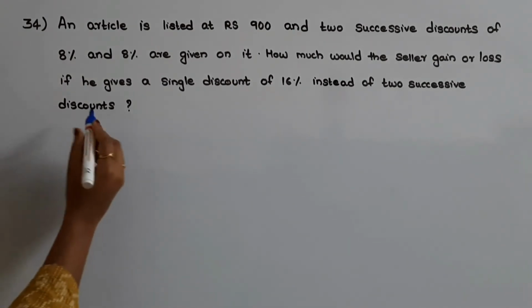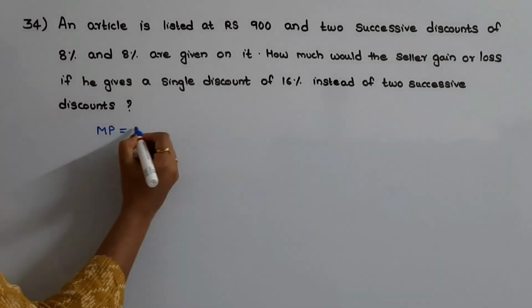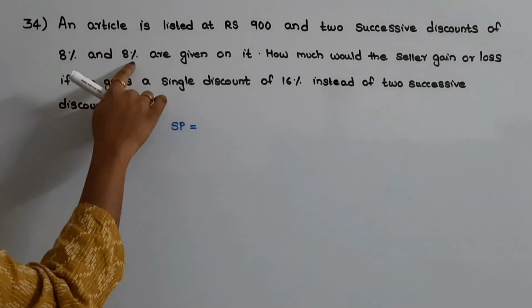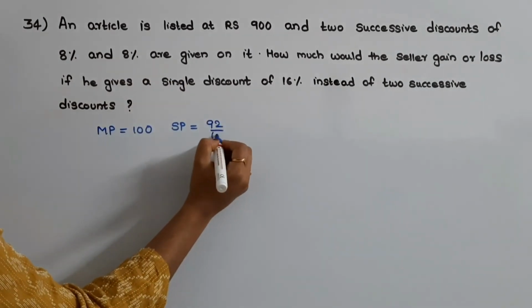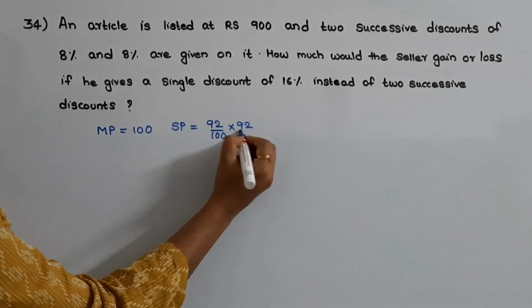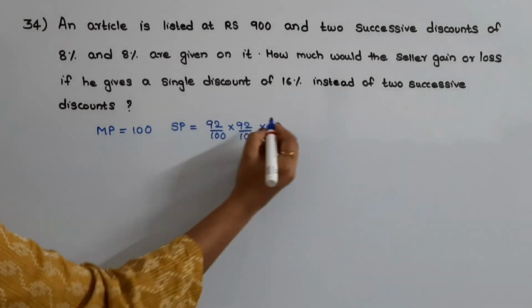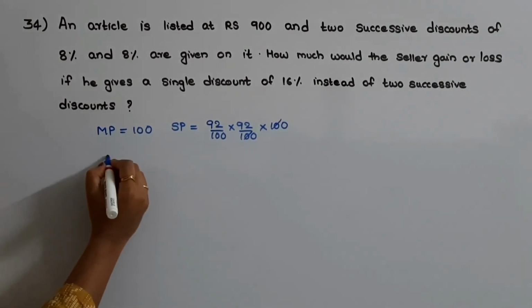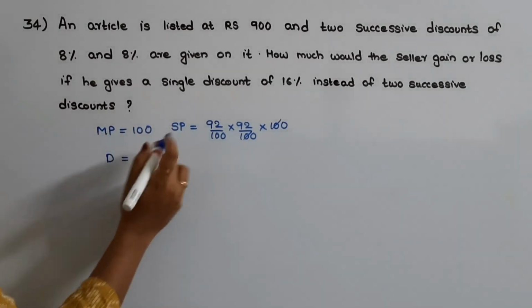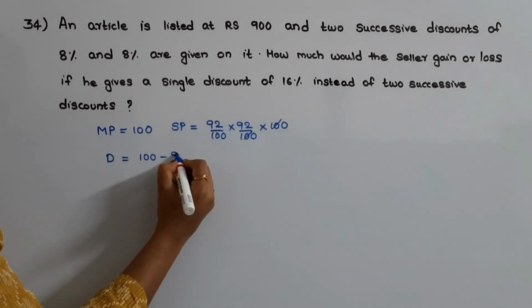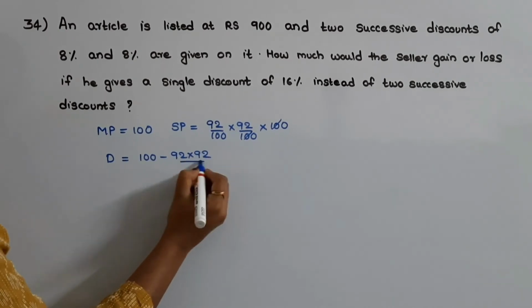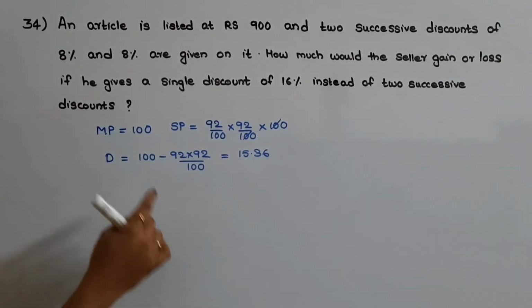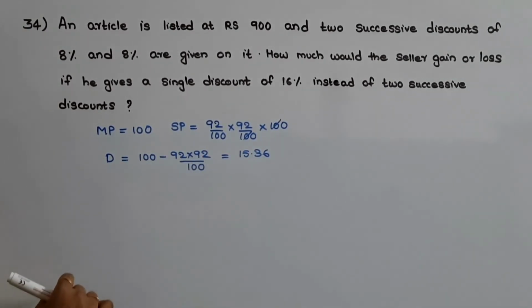Okay, so for that let us consider the mark price as 100. Okay, then what will be the selling price? Selling price will be equal to, for this 8% and 8%, it will be 92 by 100 into 92 by 100 into mark price. Mark price we took it as 100. Okay. Now we need to find out the discount. Discount will be equal to mark price minus selling price, that is 100 minus 92 into 92 by 100. Okay. On solving this you will get it as 15.36. Okay. So this is the equivalent successive discount.